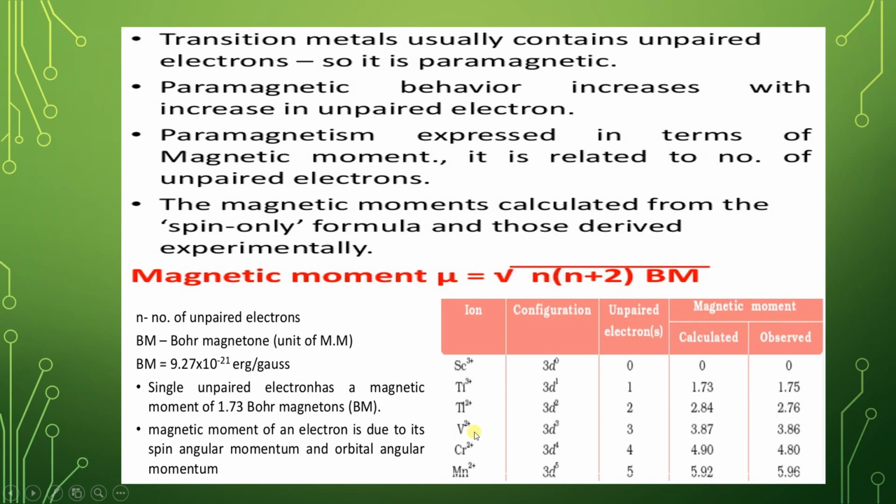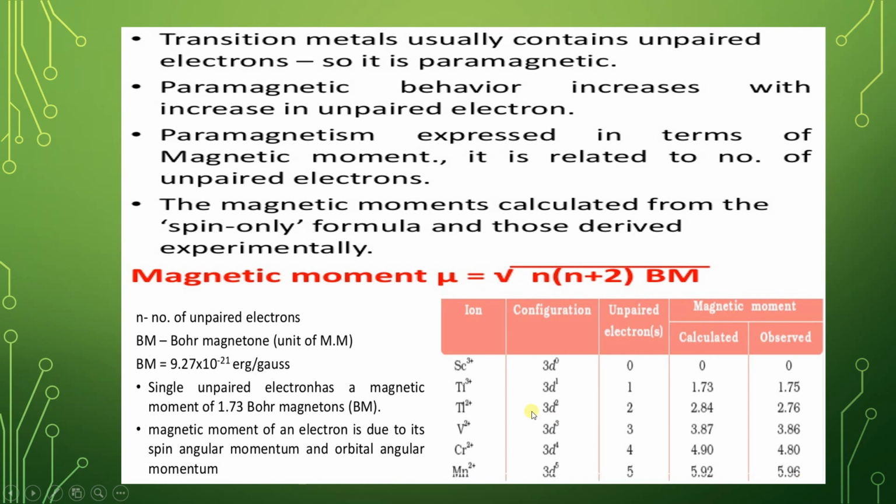Vanadium 2+, configuration is 3d3. There are 3 unpaired electrons, magnetic moment values 3.87 and 3.86. Chromium 2+, configuration 3d4. There are 4 unpaired electrons. The values are 4.90 and 4.80. Manganese 2+, the configuration is 3d5. There are 5 unpaired electrons. The value of magnetic moment is 5.92 and the observed value is 5.96.